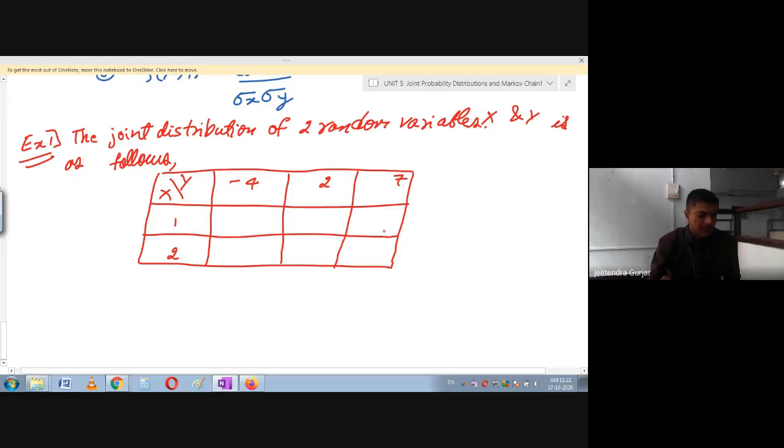So this table will be given, students. Now you can take this as y1, y2, y3. Please remember this. And the values they have given here are 1 upon 8, 1 upon 4, and here it is 1 upon 8 again. Then this is 1 upon 4. Okay, this is 1 upon 4. This is 1 upon 8, and this is 1 upon 8.